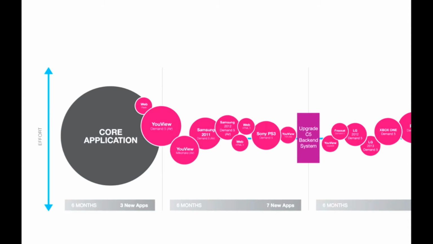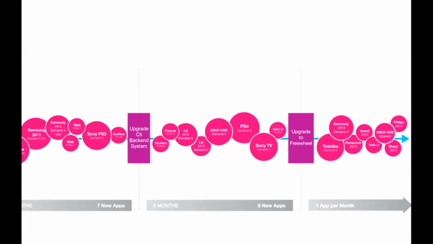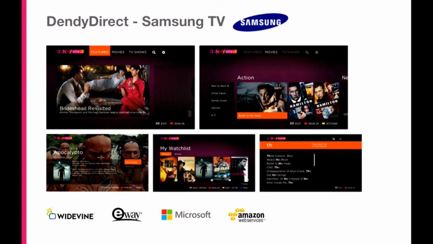So it started as a first effort to make a core application in 6 months. Then after 6 months, we had 7 targets, a big upgrade of the backend system, more targets. Every 6 months, we've had 7, 8 more, etc. One application a month.